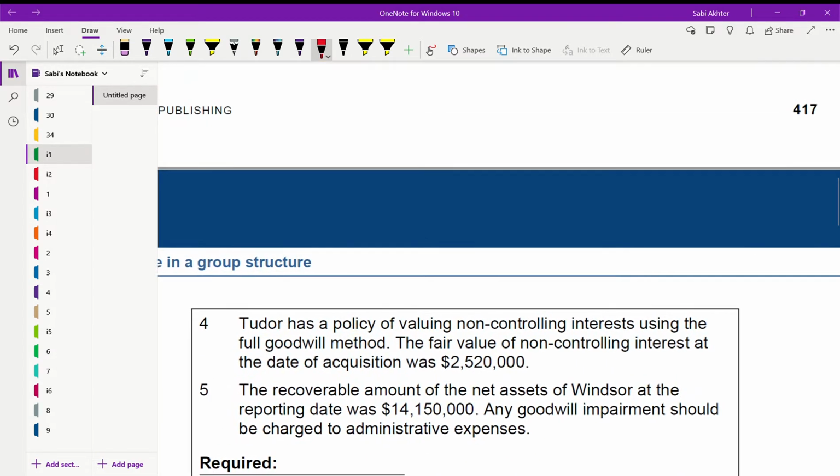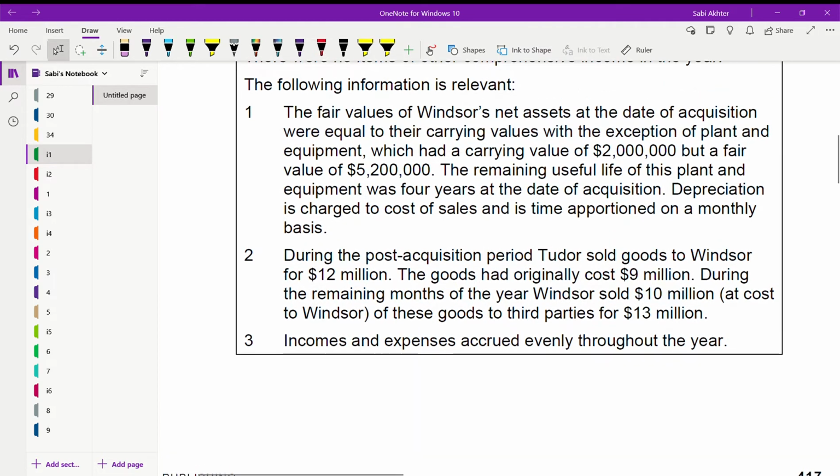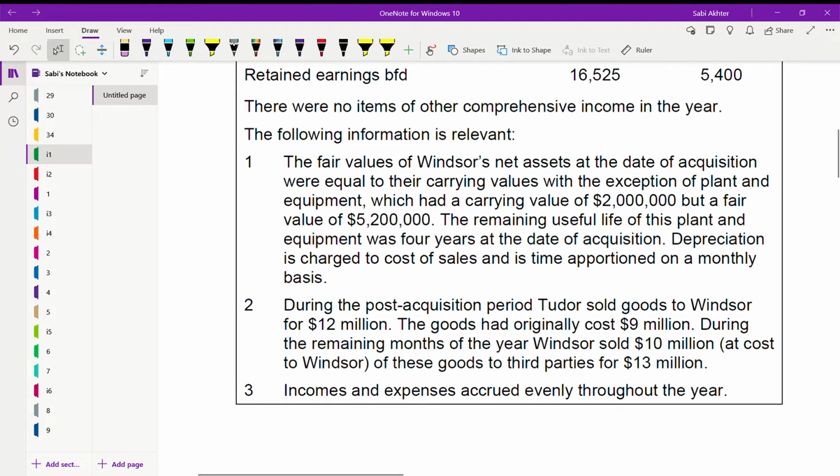Okay. And from a revision kit perspective, I have completed all the group accounting questions in the revision kit. So you can go and check. Questions 1 to 16 were for group accounting. So it's done. It's there. You can go and check in the playlist SBR revision kit solutions, question numbers 1 to 16.